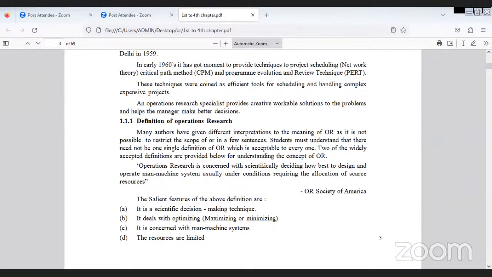Operations research is concerned with scientifically deciding how best to design and operate man-machine systems, usually under conditions requiring the allocation of scarce resources, as defined by the Operations Research Society of America. The salient features of the definition are: it is a scientific decision-making technique, it deals with optimizing, maximizing or minimizing, it is concerned with man-machine systems, and the resources are limited.